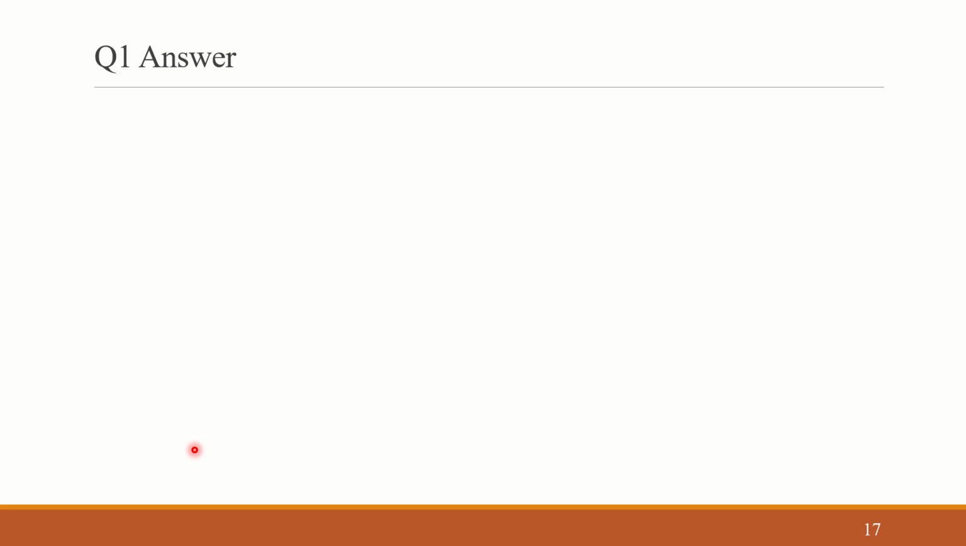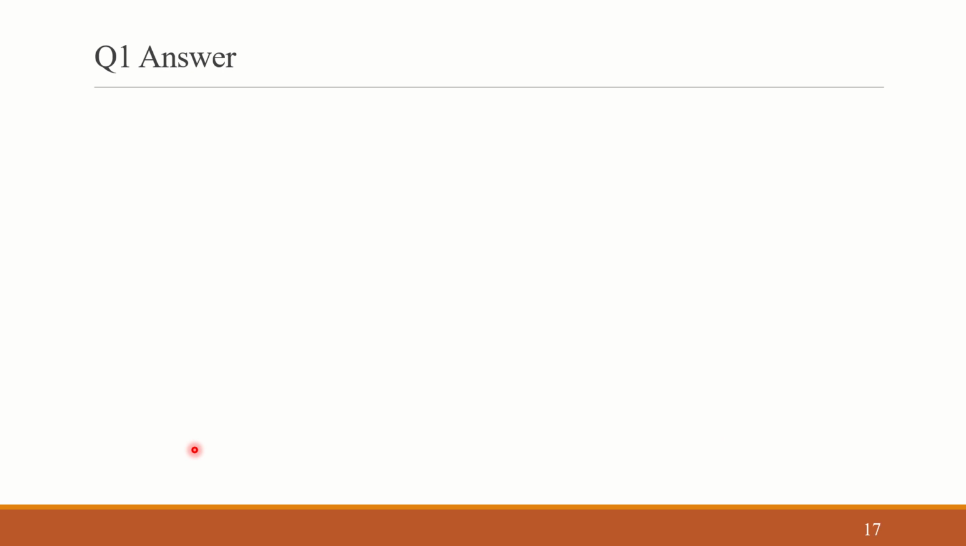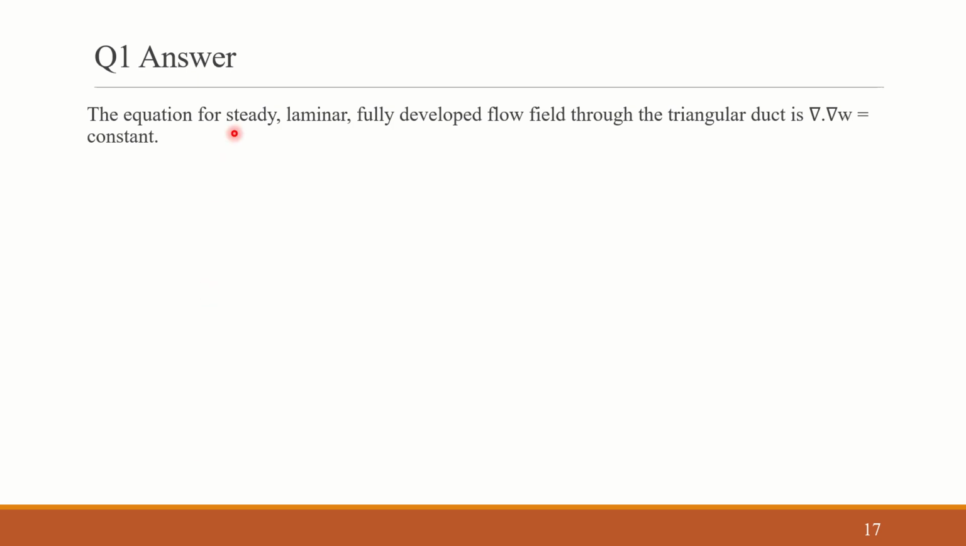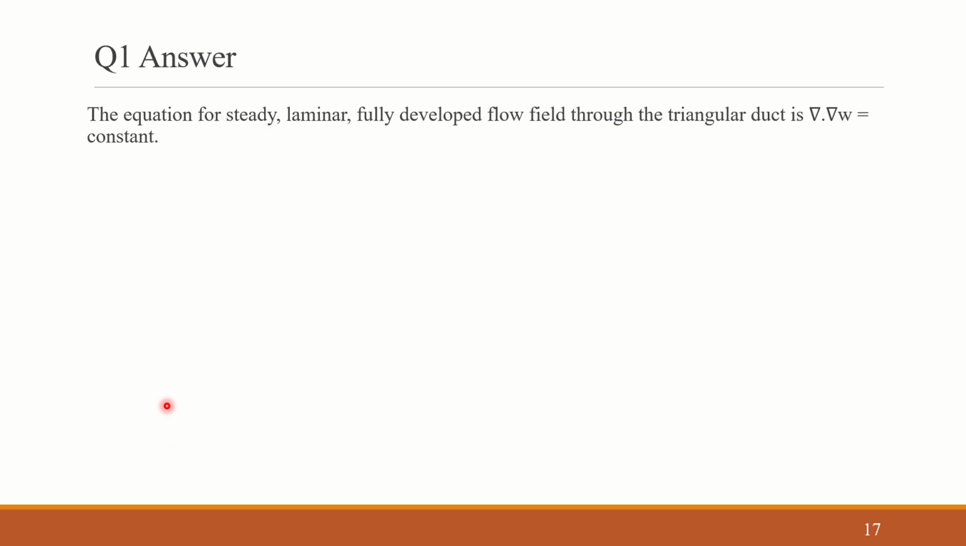And that is the simplified equation with regards to the context of the question. So now what is the answer? Why is it none of the above? The equation for steady fully developed flow through a triangular duct is therefore del dot del W equal to constant, because the pressure gradient can be constant.